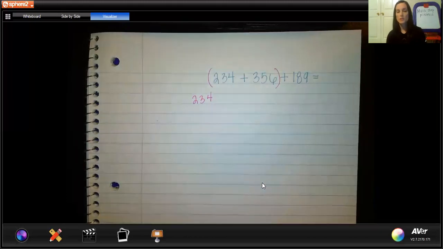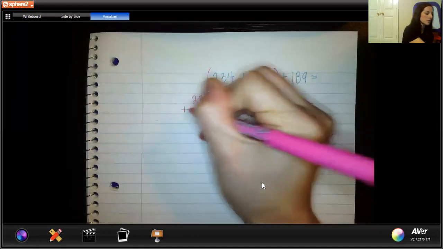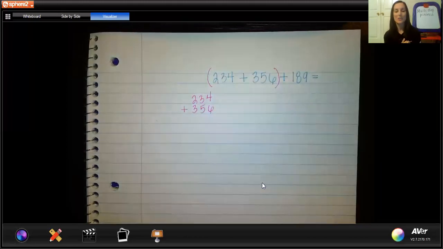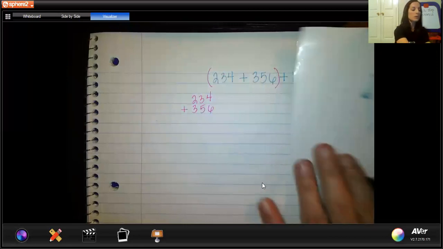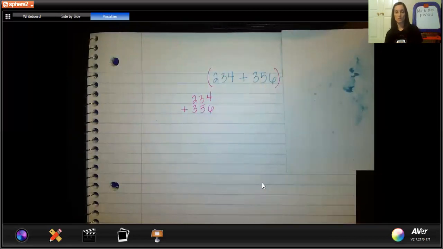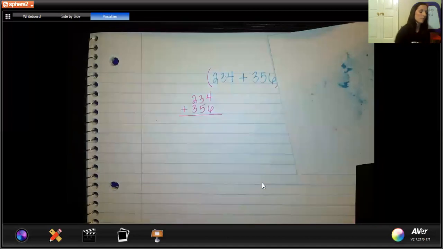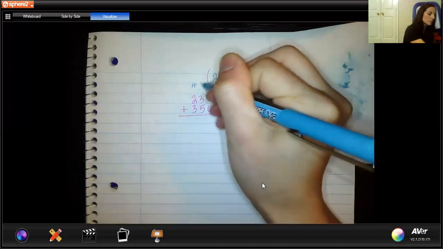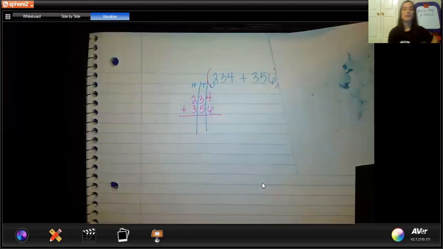So 234, we are going to add 356. Again, we're only focusing on these two numbers right now. And make sure that you are lining up your hundreds, your tens, and your ones.